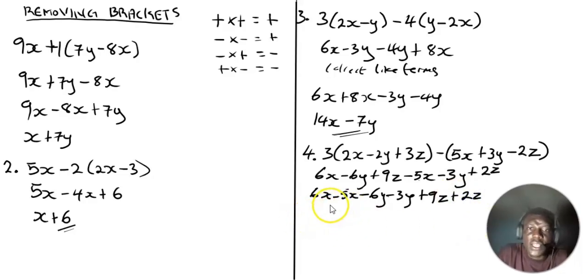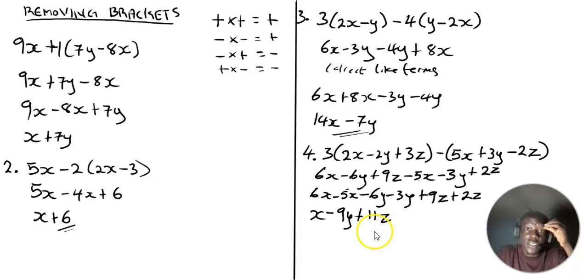So now let's simplify. 6x minus 5x will give us x. Minus 6y minus 3y. This is not times, this is minus minus. So minus 6y minus 3y will give us minus 9y. Then you have plus 9z plus 2z. That's 9 plus 2. That will give us 11. So we have plus 11z. What else can we do here? Absolutely nothing. So this is our final answer.